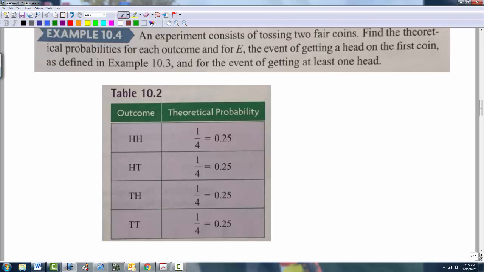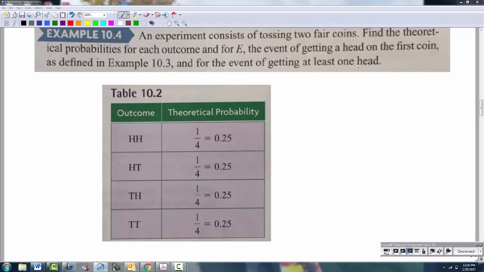Okay. Now, I have the screen frozen, I think, on the internet. But now we're going to do an experiment, but we're not. It does say the word experiment. An experiment consists of tossing 2 fair coins. Find the theoretical probabilities for each outcome. So are we actually going to do it or not? No, we're not actually going to do the coins. The event of getting a head on the first coin, and the event of getting at least one head, period. It doesn't say on the first or second coin.